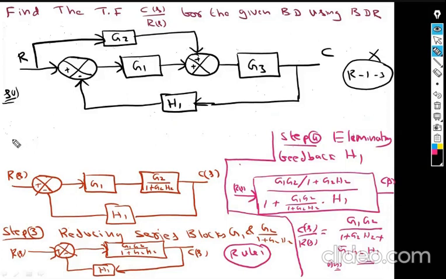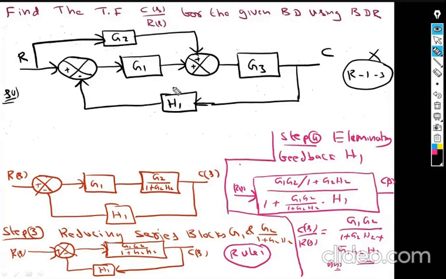What is the next step? Once you don't find, in the given problem, any combination of series, parallel or other blocks, then you have to go for applying the remaining rules.